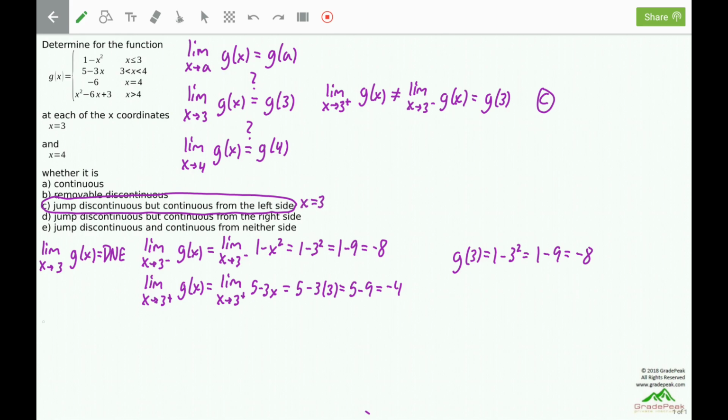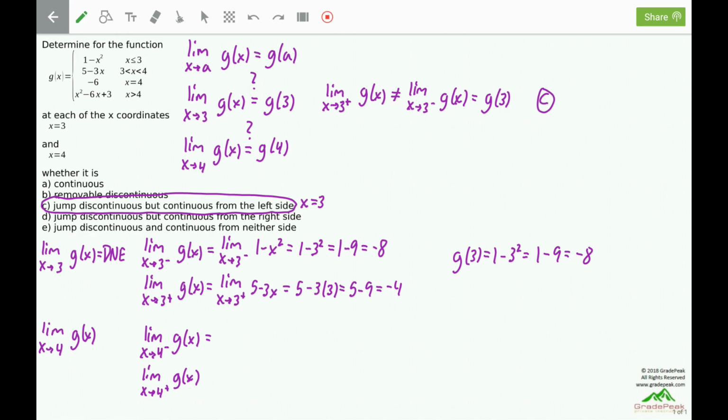Now we can look at the x-coordinate of 4. We will start with the two-sided limit as x approaches 4 from both sides of g of x. Since the split expression function splits right at the x-coordinate of 4, we will have to work out the two-sided limit as two one-sided limits separately. So we'll have the limit as x approaches 4 from the left side of g of x, and limit as x approaches 4 from the right side of g of x. Let's start with the left side limit.